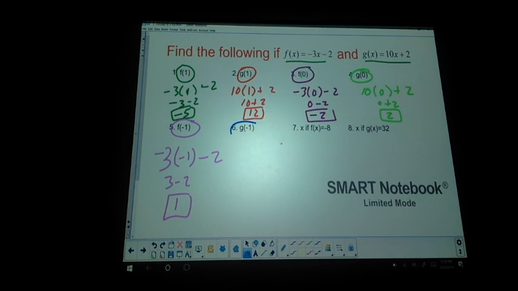About this one? Second one. So that's 10. It had been 10 times x, but now it's going to be 10 times negative 1. So negative 10 plus 2, which is negative 8.